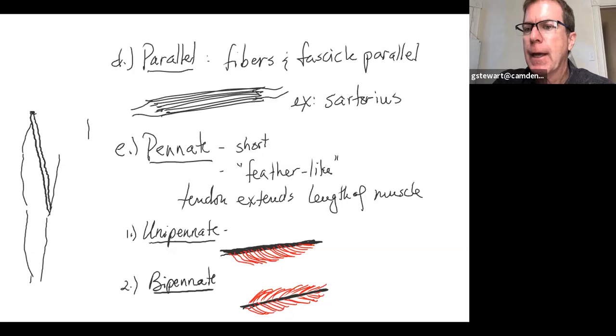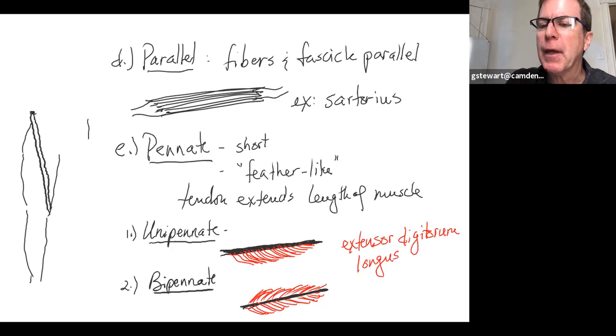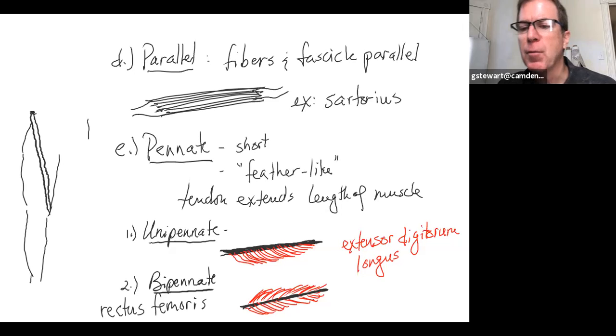So let me write that, extensor. That's telling what it does, so that's part of its name. Digitorum is telling us it's near our digits or where it inserts. Longus, it's long. The bipennate classic example is the rectus femoris, right on top of your thigh, on the anterior portion of your thigh. Rectus means the fibers, and technically the fibers aren't in perfect line with the midline, but rectus femoris, that's telling us its location on top of the femur.